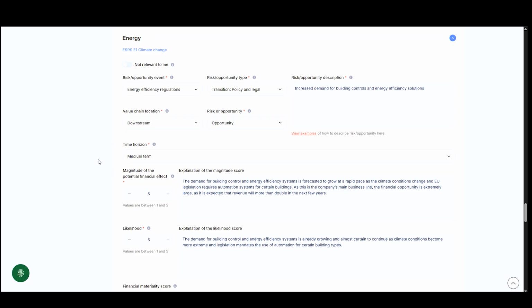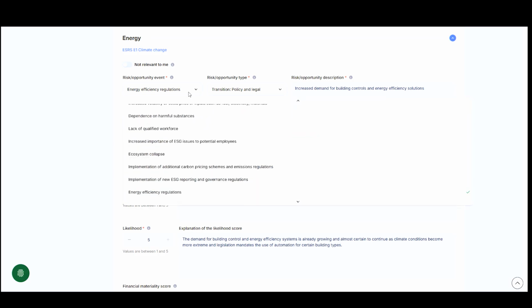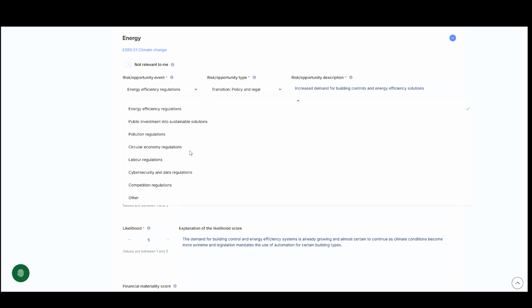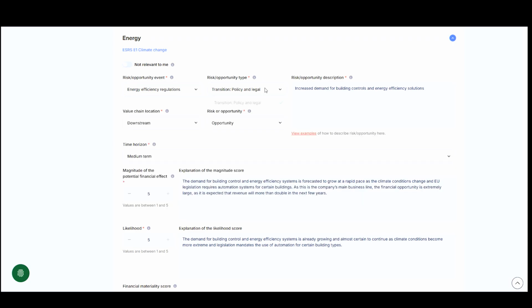Here again, the first top part is about describing the risk or opportunity. So the first one, the event, means what is the external thing that happened that's leading to a risk or opportunity. There's a list, but you can also put other if it doesn't fit into the pre-populated list. Then it's the type. This is an ESRS requirement, might not be important for you.